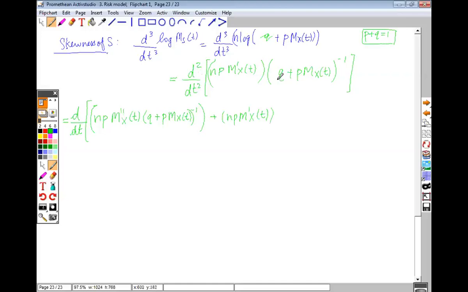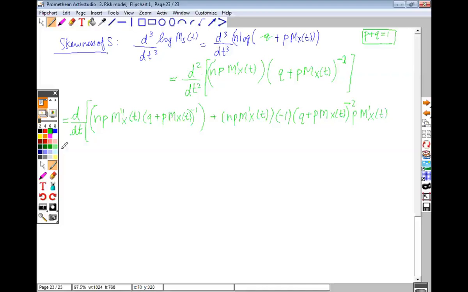And now I have to differentiate this thing. I'll have to use the chain rule because I have this minus 1 first. So what I will have is minus 1 here, q plus p m x t raised to minus 1, which will be minus 2, right? And then I'll have to differentiate this thing. Differentiation of q with respect to t is again 0. And differentiation of this guy with respect to t will be p times m prime of x t.